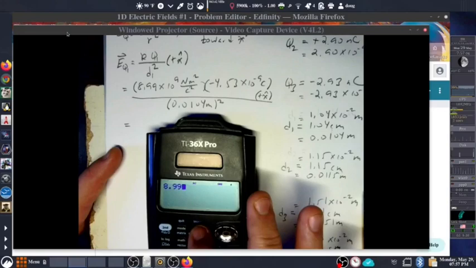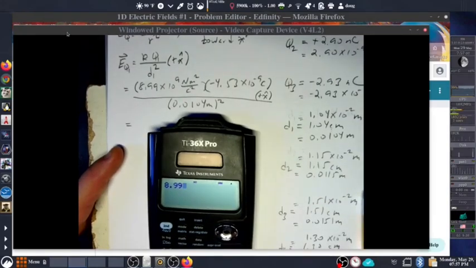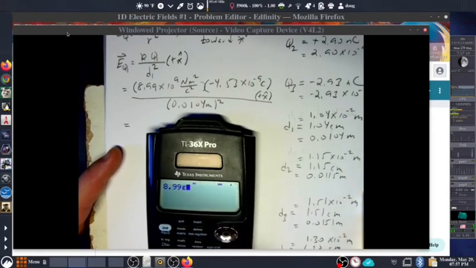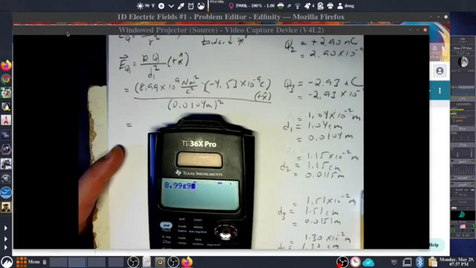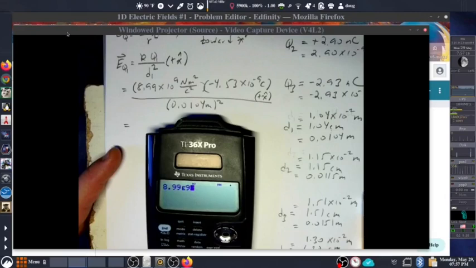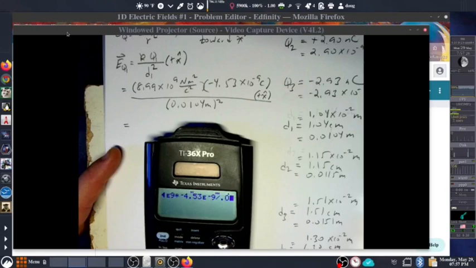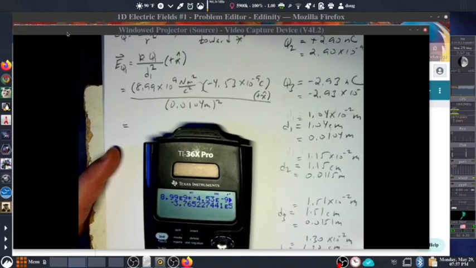So I want to do 8.99 times 10 to the 9. That would be exponent E. That's the same thing as times 10 to the 9. Okay, and then times minus 4.53 E minus 9, and divided by 0.0104 squared, and that's going to give me my 3.765 blah blah blah blah.